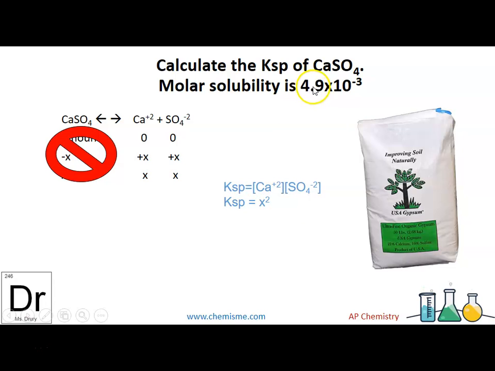Now what I'm going to do is put the 4.9 times 10 to the minus 3 in for my x, and so just square it. And my final answer is 2.4 times 10 to the minus 5. So what this is saying is this is also not very soluble. 2.4 times 10 to the minus 5 is a small Ksp.